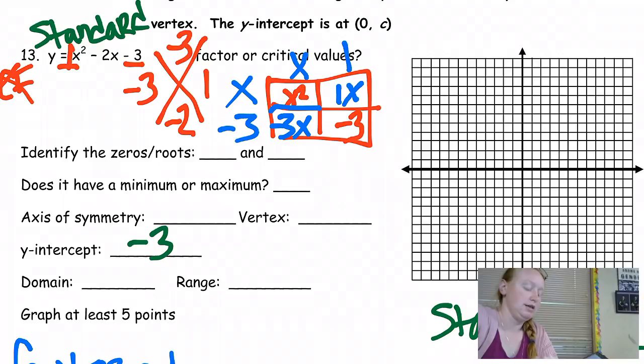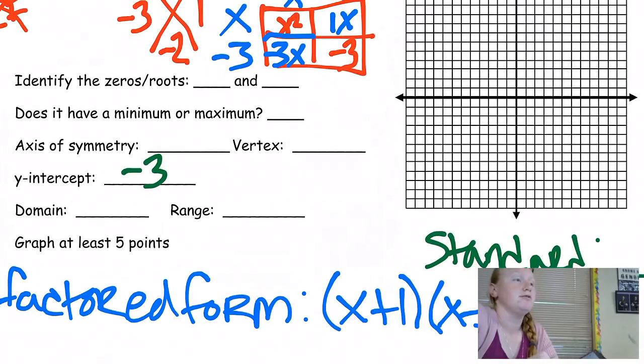I know you can't see that, just give me a moment. My factored form is going to be (x + 1)(x - 3). Make sure that these are in parentheses when you talk about your factored form. Okay? From there, I go and find my roots or zeros. I get my roots or zeros by taking the opposite of what was here.